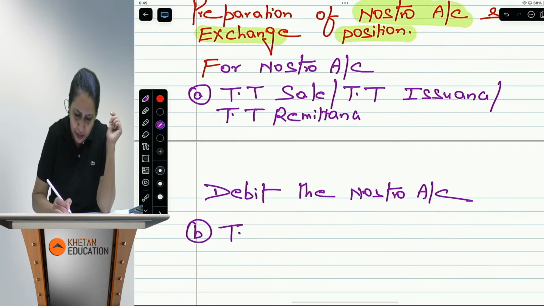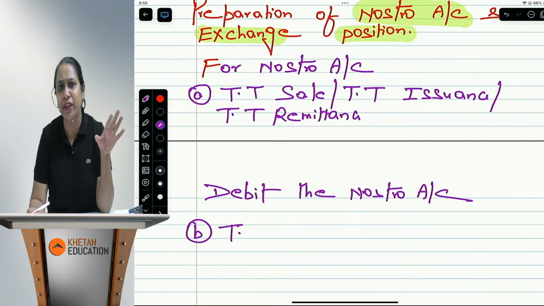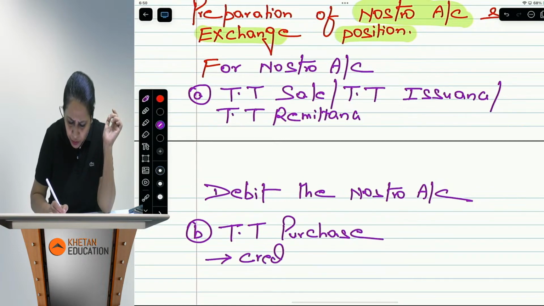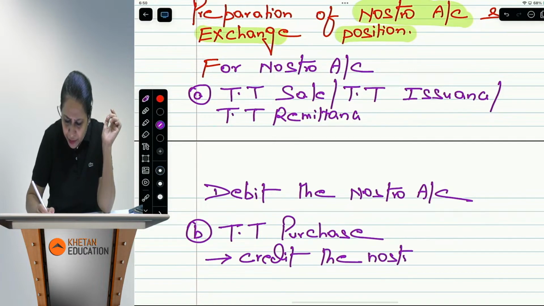TT purchase. Now TT stands for telegraphic transfer. When there was no SWIFT transaction, online transfer of money, we used to transfer money through telex wire. So the name is still prevailing, basically cash transfer. So TT purchase, credit the Nostro account. Why credit the Nostro account?